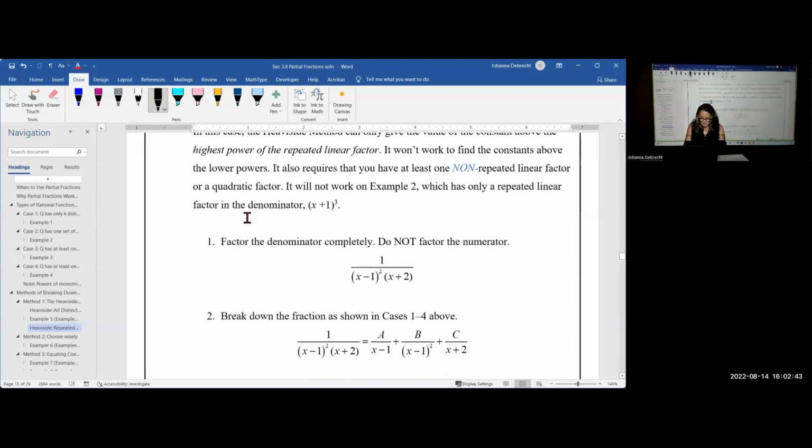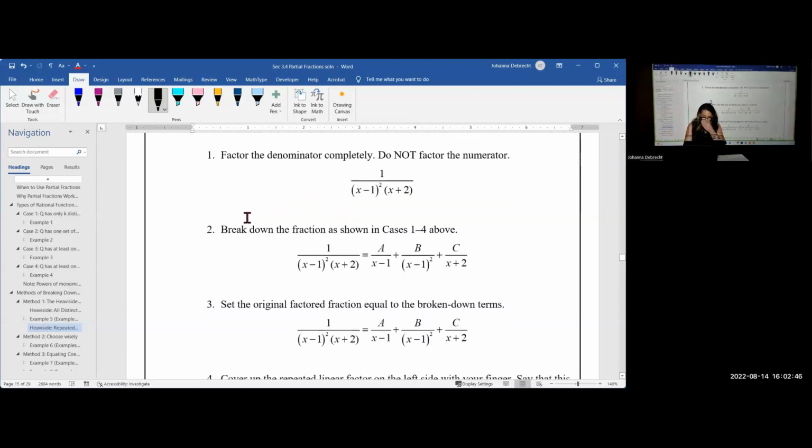All right, so let's go through the method. We start the same way we did before. We factor the denominator completely. Don't factor the numerator. It's just wasted effort. We're not going to want it factored anyway. Then we break down the fraction using cases 1 through 4. So we have a repeated linear factor. So we have it there to the first power, and we have it there to the second. And then we have the non-repeated linear factor present one time. Set the original factored fraction equal to the broken down terms. So this is my original fraction equal to the broken down terms.